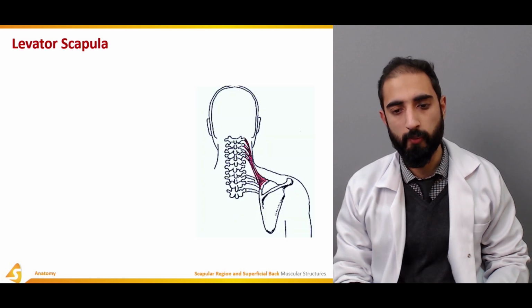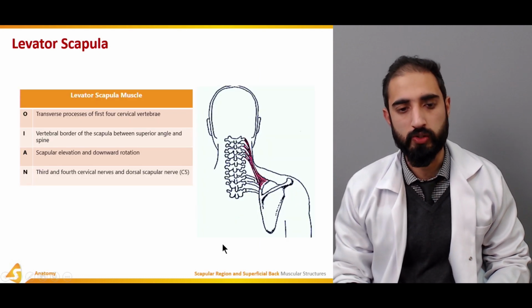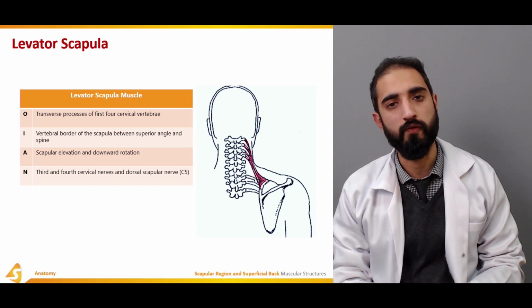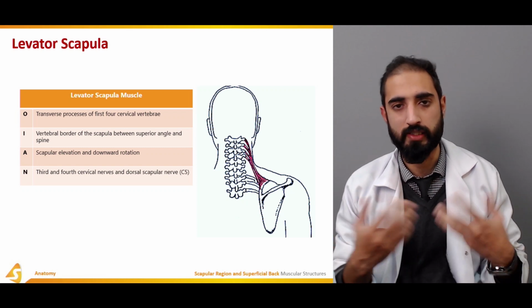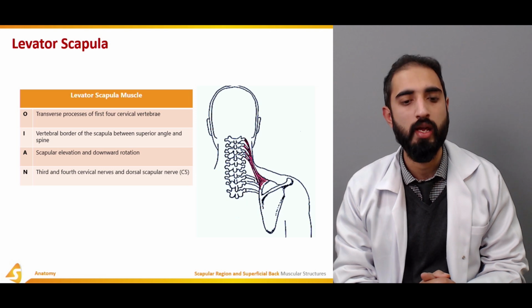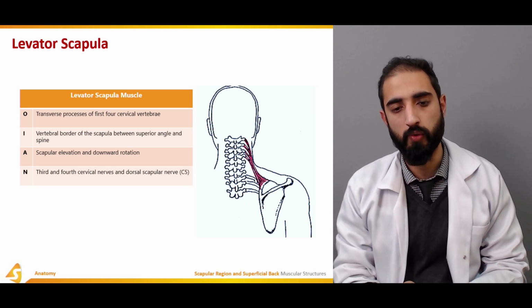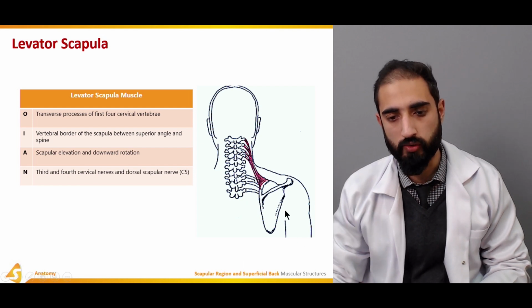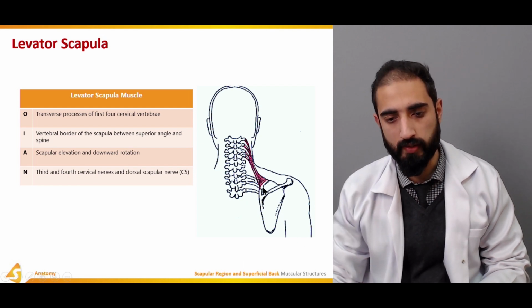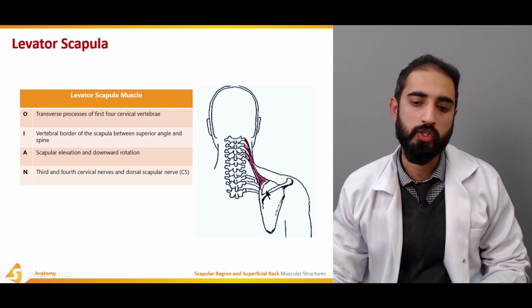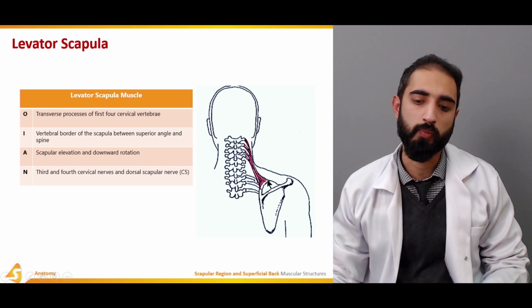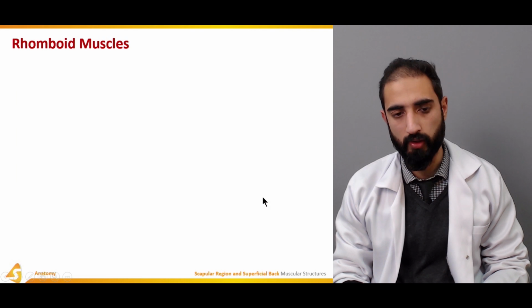Talking about the levator scapulae, this actually has its origin from the transverse processes of the first 4 cervical vertebrae, and its insertion or the distal attachment is to the vertebral border of the scapula, specifically between the superior angle and the spine. So this is the superior angle, this is the spine, and this is the vertebral border.